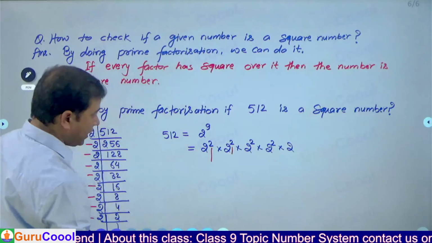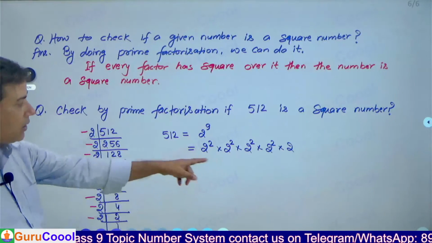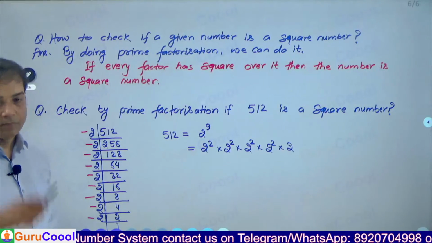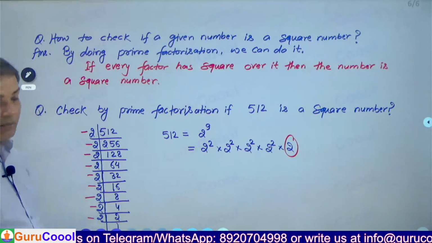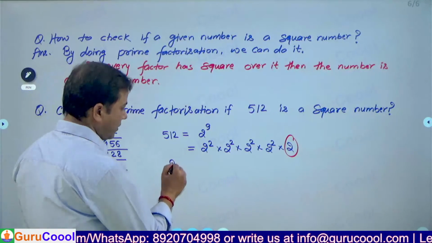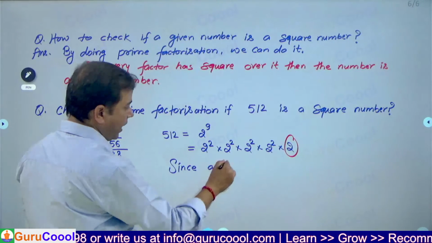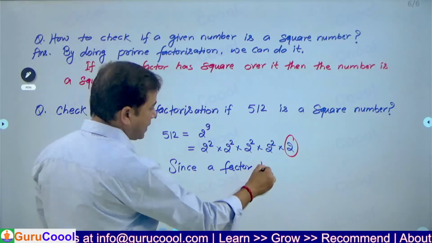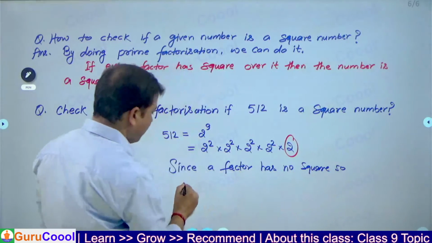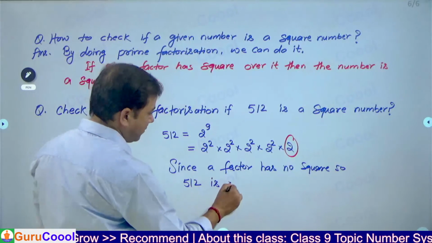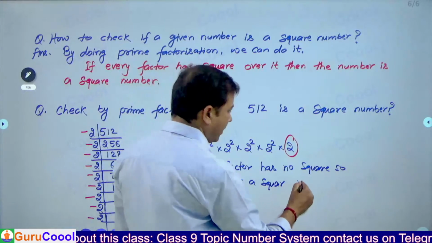Total 9 factors, right? Do you think every factor has a square over it? No, sir. This one does not have a square. So 512 is not a perfect square number. Since a factor has no square, 512 is not a square number.